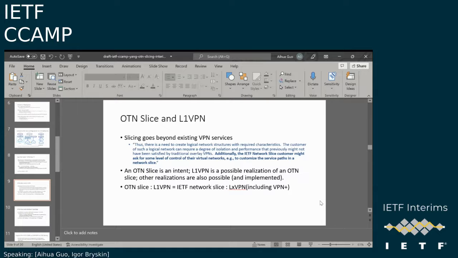But again, I think we should put comments to the network slice framework to clarify that if that is the way you intend to do it.